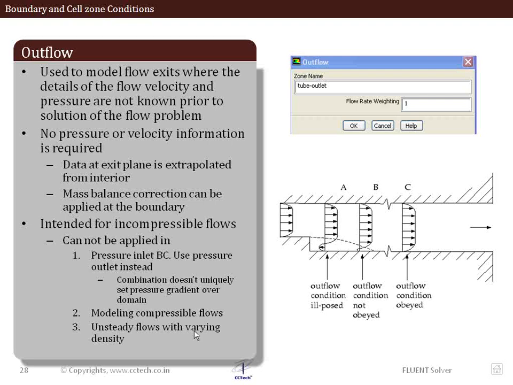But otherwise, the outflow boundary is quite helpful, especially for flow through a series of arteries, let's say, or piping structures. We can specify the flow rate weighting. Let's say there are multiple outlets which have been specified as outflow boundaries. We can give a flow rate weighting of 0.5 each, and an equal amount of mass will go out of each of these outlets. So in this way we can control the outflow boundary conditions as well. No other inputs are required in the case of outflow.